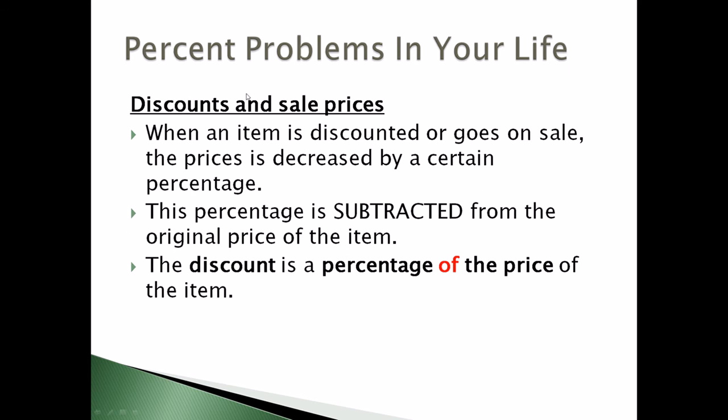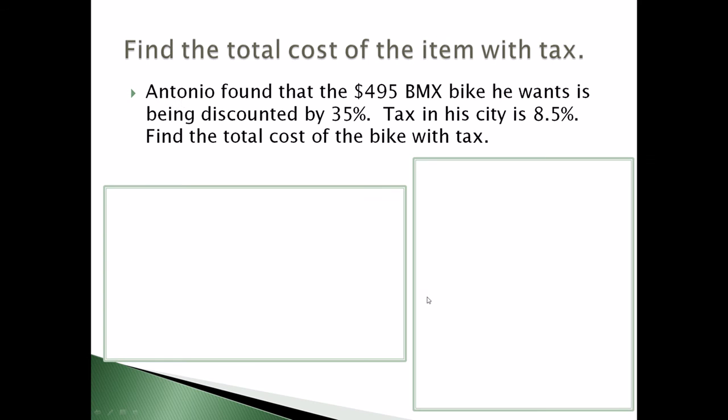All right. When you have discounts and sales prices, we all get excited. Let me tell you, ladies, we just want to go, oh my gosh, it's on sale. Oh, you know how much money I save by buying it on sale? So when an item is discounted or goes on sale, the price is decreased by a certain percentage. This percentage is subtracted from the original price. To find the discount is a percentage of the price. Of means what? Multiply.